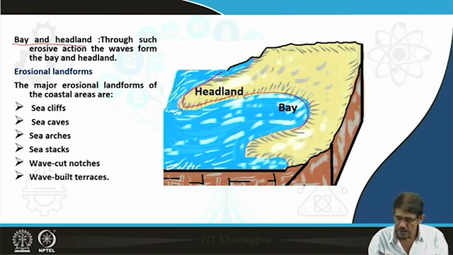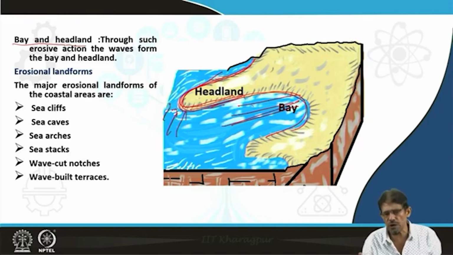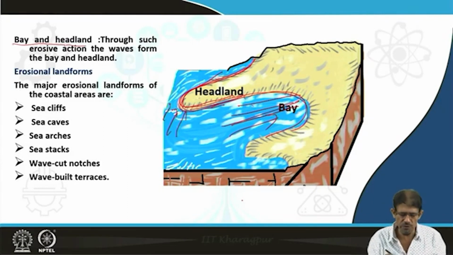The waves strike some soft zone and erode more, becoming a bay, and some hard zone without fault or without weak zone, where the waves are unable to erode more. Due to such differential erosional impact, there is a formation of headland and bay. This bay is utilized for the movement of ships and others to reach the shore and for other human activity.